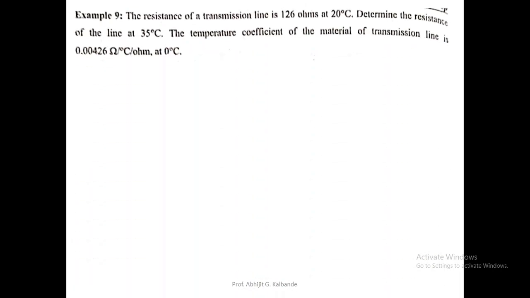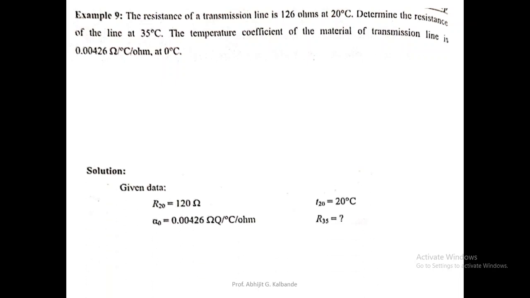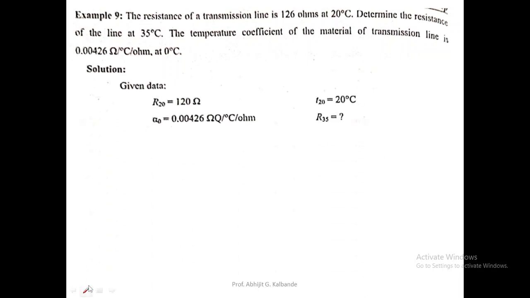The resistance of a transmission line is 120 ohm at 20 degrees Celsius. Determine the resistance of the line at 35 degrees Celsius. The temperature coefficient of the material of the transmission line is 0.0426 per degree at 0 degrees. Now first of all, we go to the given data.